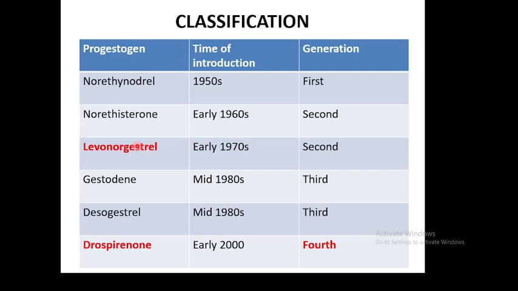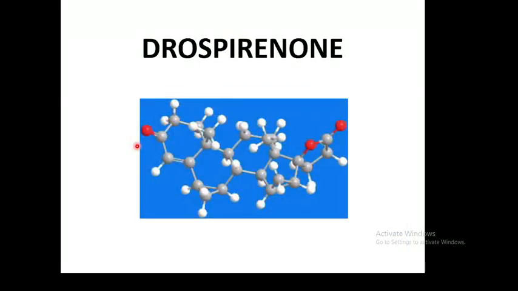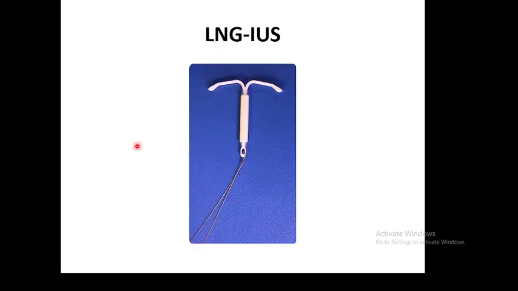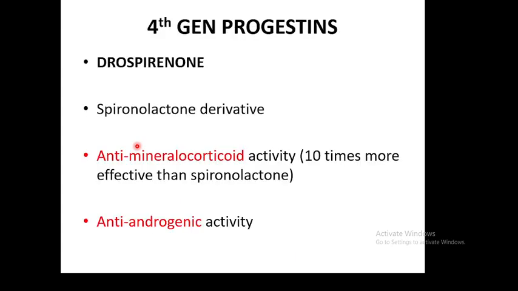Out of these, I'll be focusing on the fourth generation because my topic is progestogens or progestins in clinical practice. But I will also be discussing the second generation progestin, which is levonorgestrel, because I'm discussing the intrauterine system, the nicely designed device which we are using in many aspects of gynecology. Right, so this is the drospirenone molecule and this is the LNG-IUS device. We'll focus on the fourth generation progestins in the first half of the lecture.